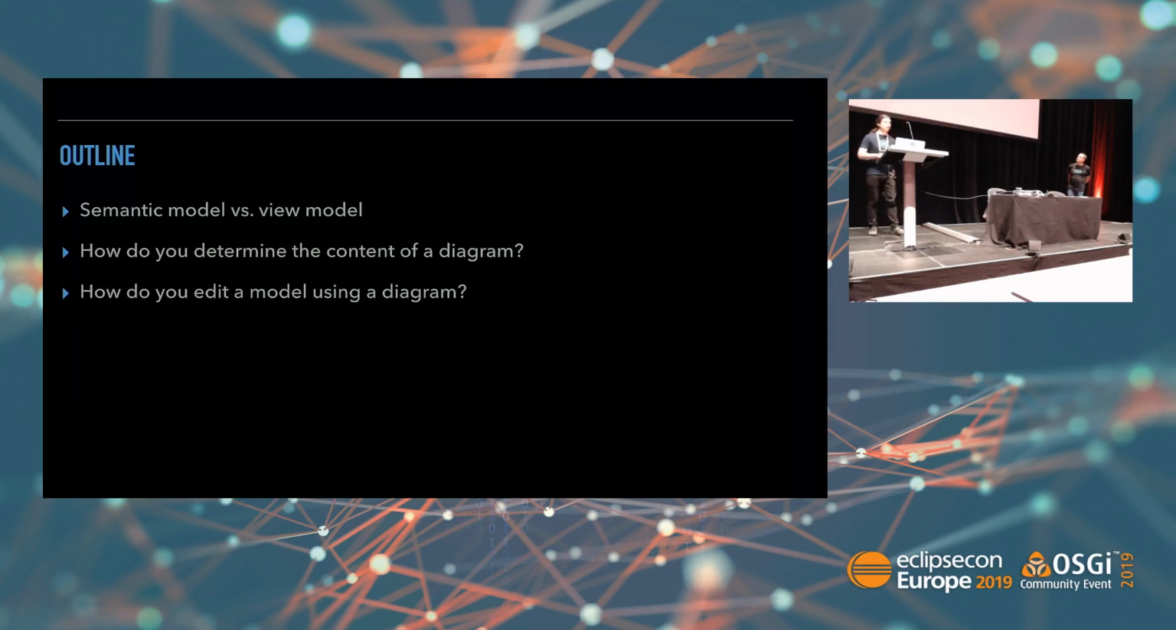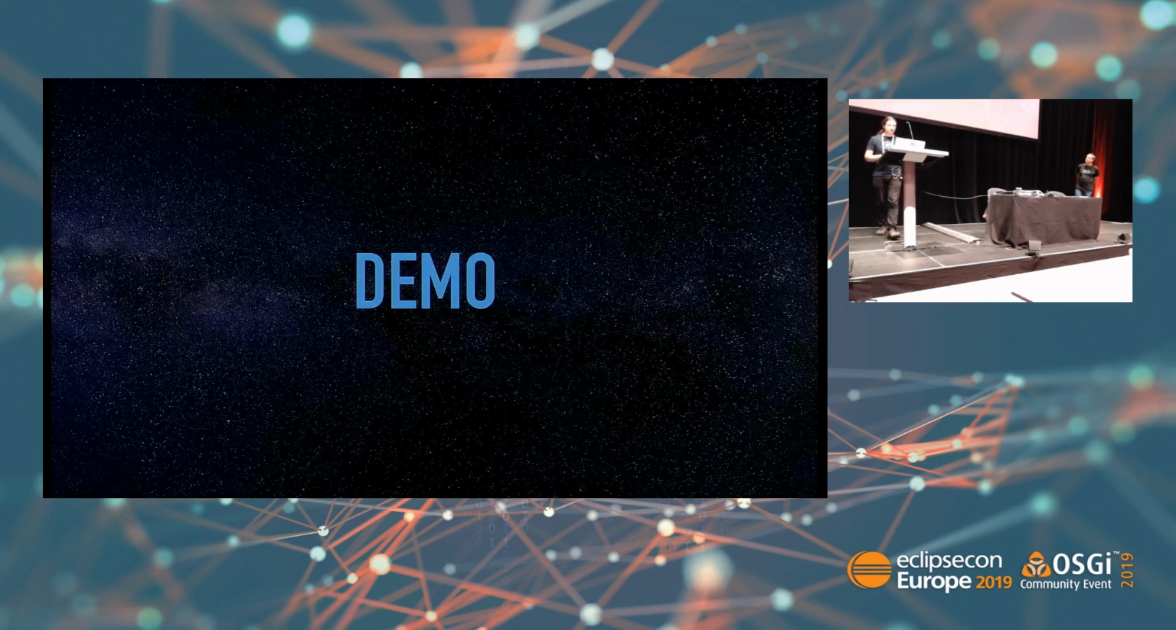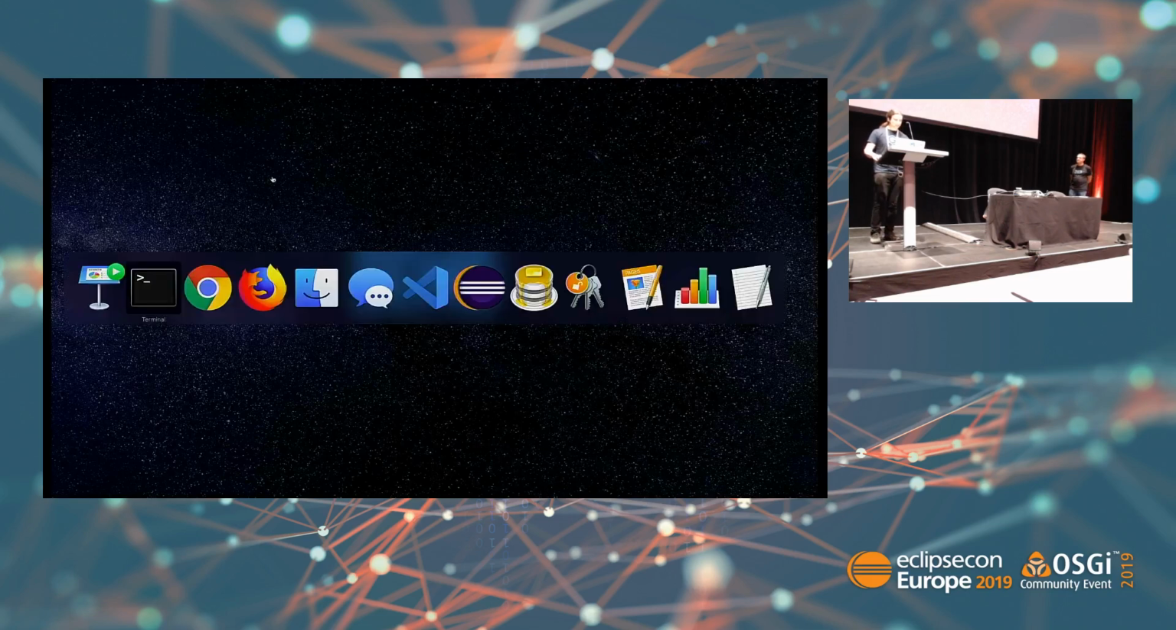And now, a quick outline of how we will continue. First I will give a few basics about terminology like semantic model, view model. And then Jan will show you a bit of considerations you have to take. How do you determine the content of a diagram? How do you edit a model using a diagram? There are a lot of ways to do that, and all of these ways have their own implications. So I will start with a demo of Sprotty.